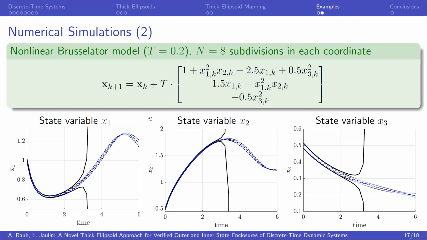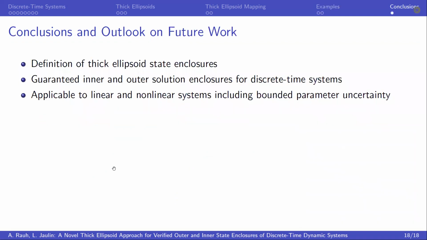Now, if this is not enough, we would even be able to perform subdivisions online during the simulation. However, then also merging of ellipsoids would be necessary. This can be done by using so-called Löwner-John ellipsoids, which allow to find guaranteed outer bounds for the union over multiple ellipsoids. Now I'm already coming to the conclusions of this presentation.